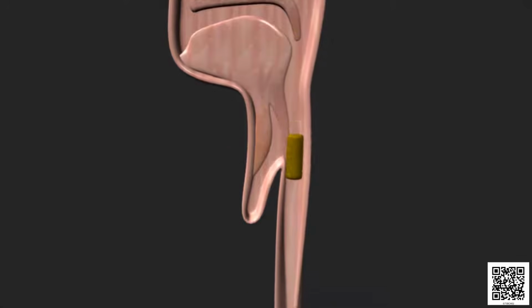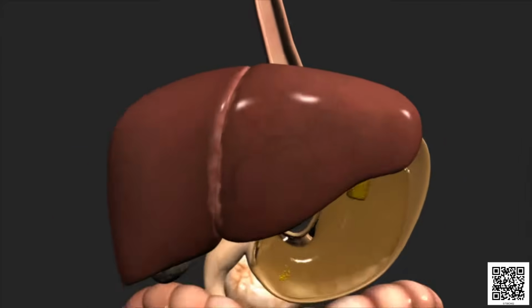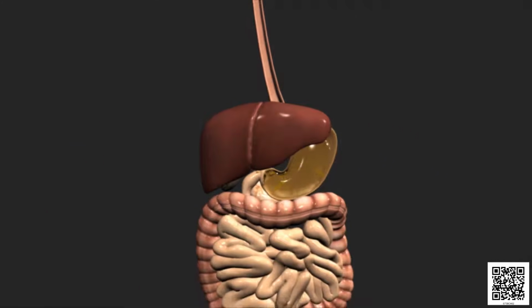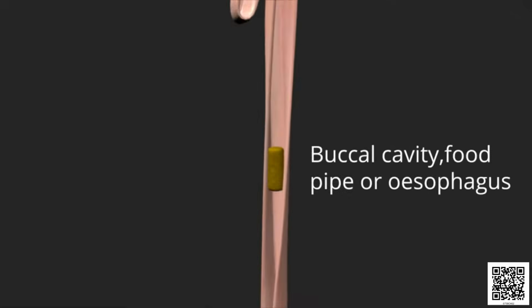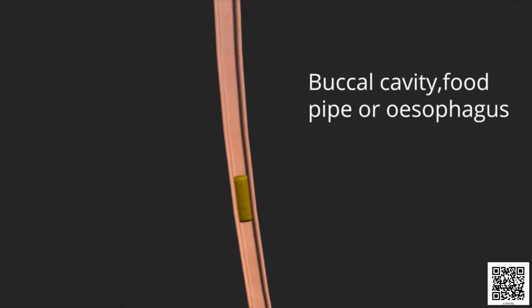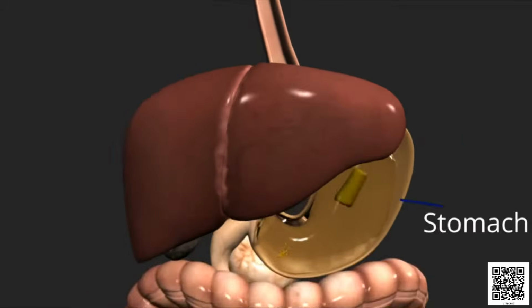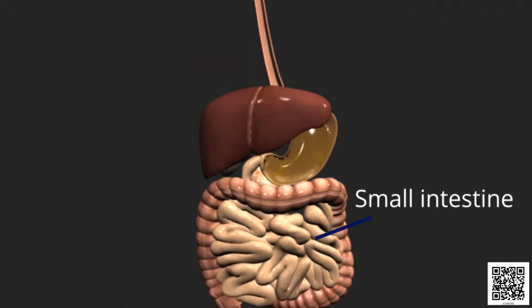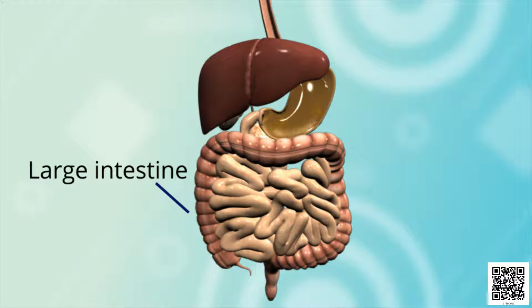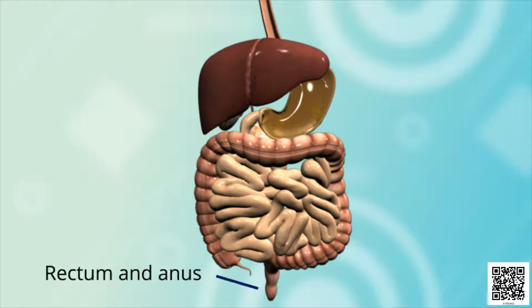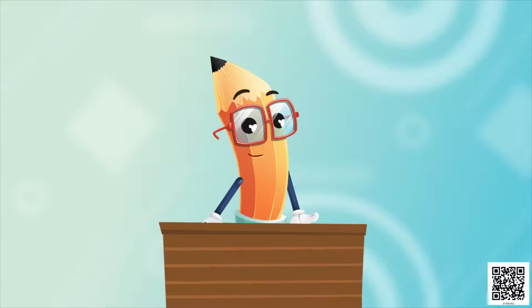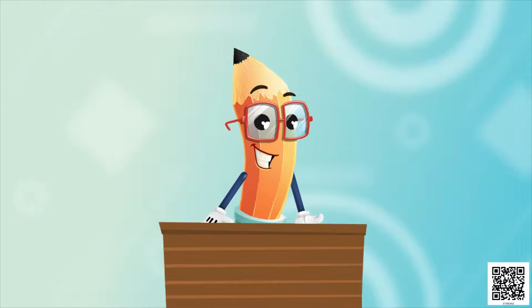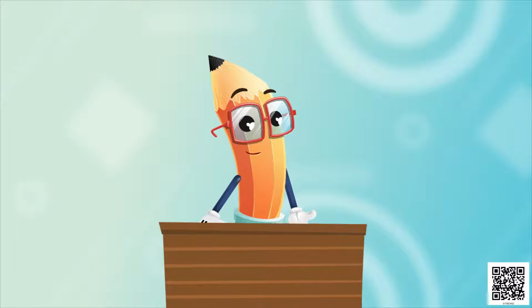The food passes through a continuous canal which begins at the buccal cavity and ends at the anus. The canal can be divided into various compartments: the buccal cavity, food pipe or esophagus, stomach, small intestine, large intestine, ending in rectum and the anus. Now, first of all, we shall study about the buccal cavity.